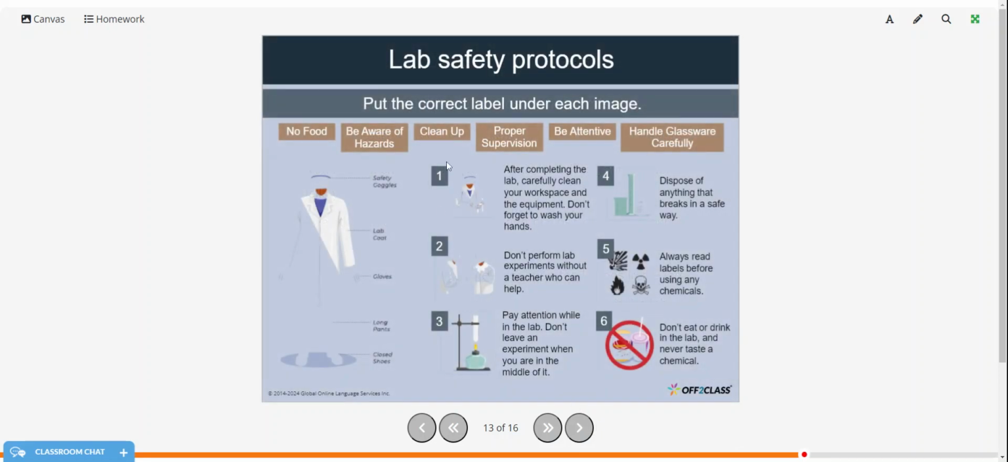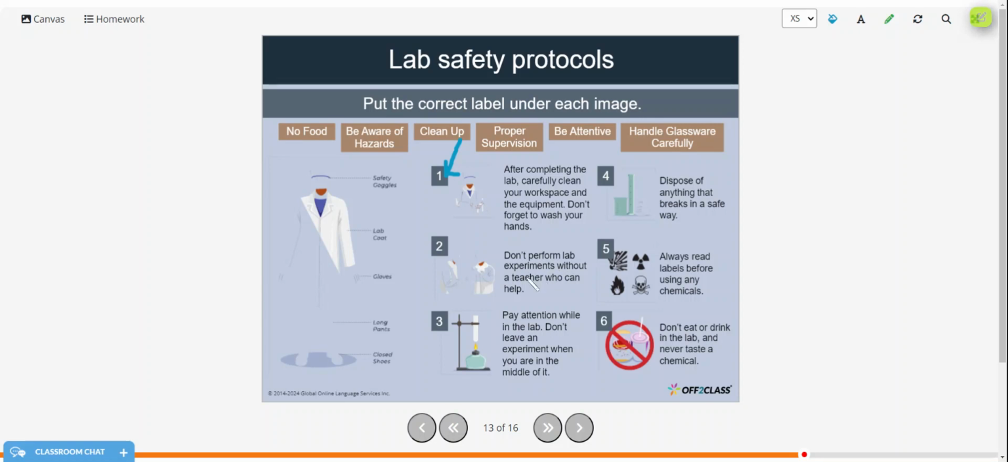All right, so now we're going to try to put the correct label under each image. We've got no food, be aware of hazards, clean up, proper supervision, be attentive, and handle glassware carefully. So number one, after completing the lab, carefully clean your workspace and equipment. Don't forget to wash your hands. That would go under clean up.